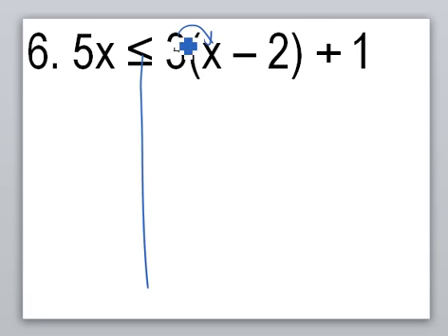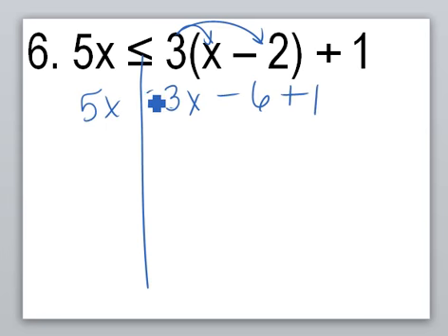Alright, on this one, again, I'm distributing. So every time you notice, I'm still solving these inequalities just like I do an equation. So just like I solve an equation, I'm solving the inequality. This time I can actually combine like terms. So I'll combine, and I'll get 3x plus negative 5 here.